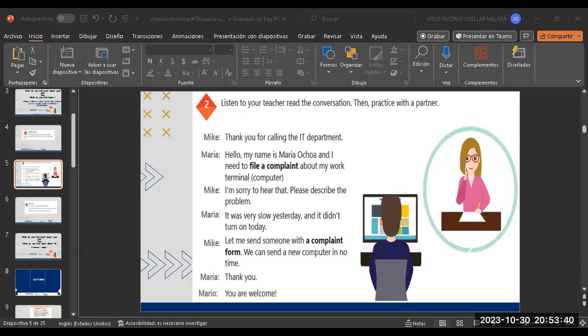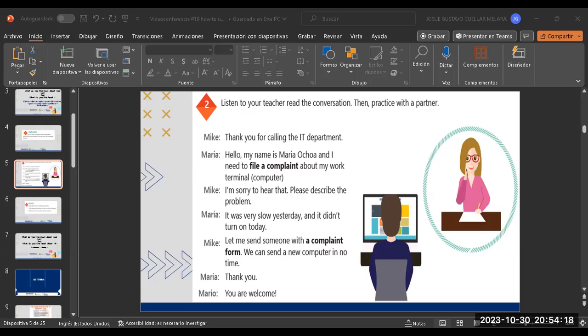Thank you for calling the IT department. Hello, my name is Maria Ochoa, and I need to fill a complaint about my work terminal computer. I'm sorry to hear that. Please describe some problem. It was very slow yesterday. It didn't turn on today. Let me send someone with a complaint form. We can send a new computer in no time. Thank you.